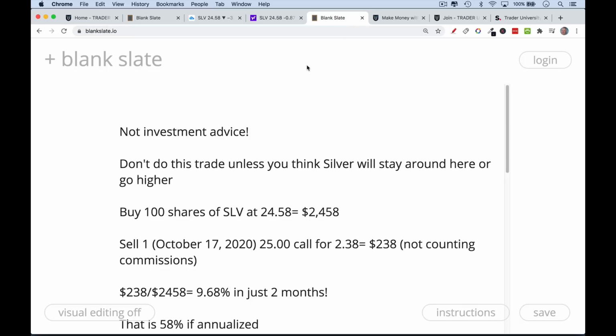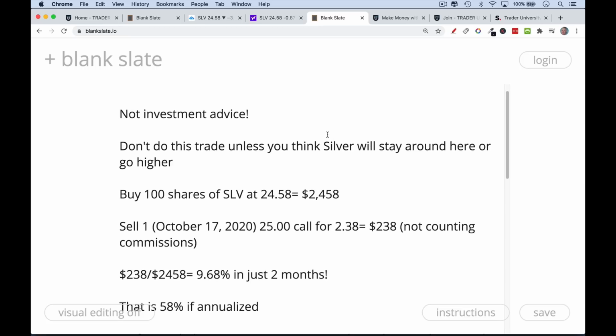So basically, if things open where they are right now on Monday, we would just buy 100 shares of SLV at 24.58, right where they're trading. They may open up or down, so you may have to adjust this. That would cost $2,458. And for all of this, I'm going to be ignoring commissions. If you do it on a platform like Schwab or Robinhood, you don't have to pay any commissions for any of this.